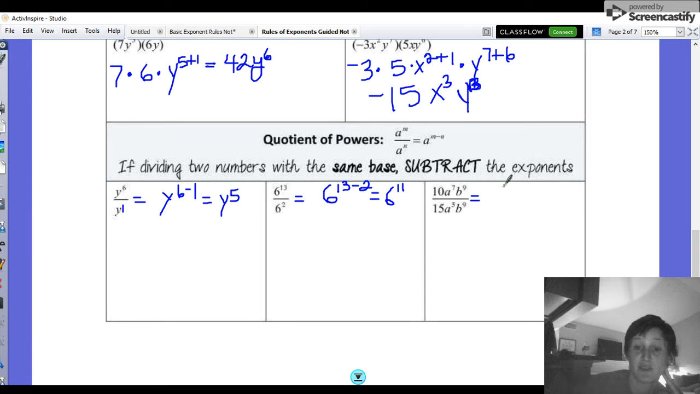See if you can do that one in your head. All right, 10 over 15. Pardon my funky writing. And then we have a to the 7th and a to the 5th.